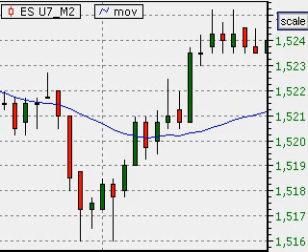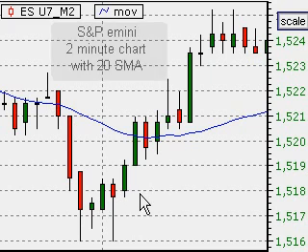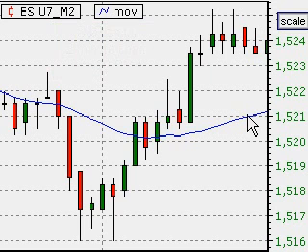Okay, so here's a 2-minute chart of the S&P E-mini. And the moving average here is just a 20 simple moving average. I just put it there as a reference point. Let's say that we wanted to go long off of this little mini double bottom here, and with my trading method, I never risk more than about a bar, sometimes a bar and a half. That's about it. Very, very low risk.